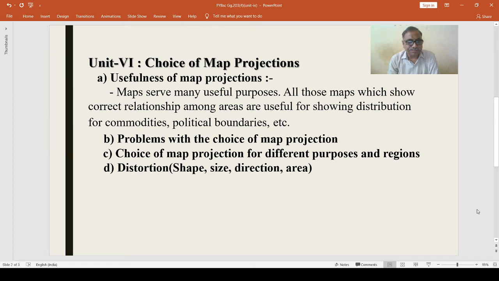Here conical projections are suitable for temperate areas, zenithal projections for temperate and polar areas. Thus, the purpose of a map, size of the area, shape, and location on the earth are the main points which guide us in choosing a map projection.